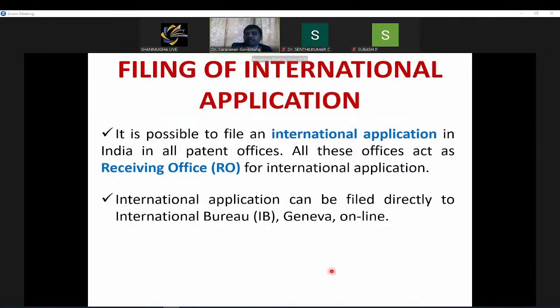You can file international applications also, and there will be receiving officers for international applications, or you can directly file your applications with the international bureau in Geneva through an online portal.